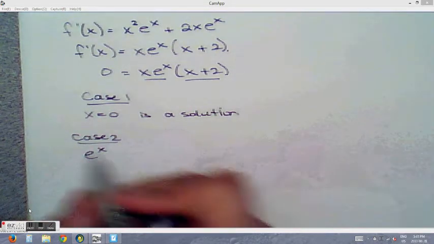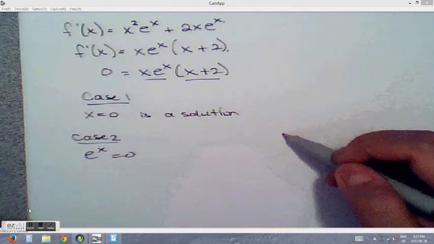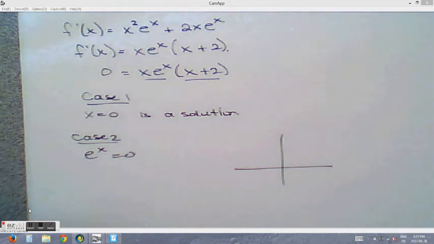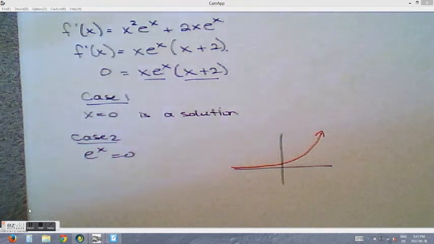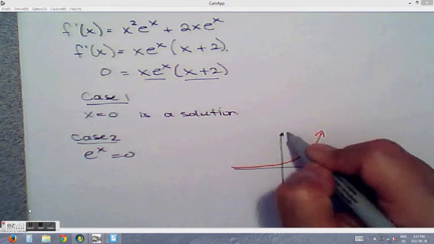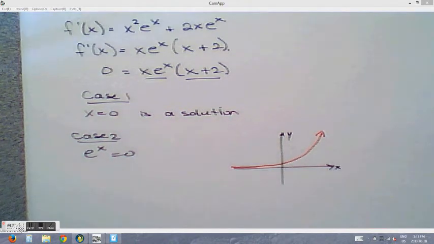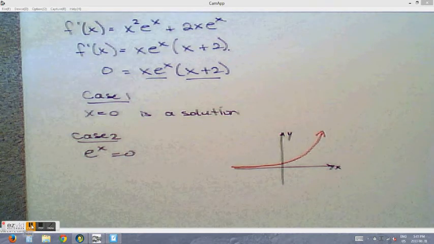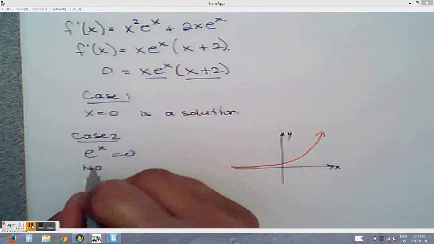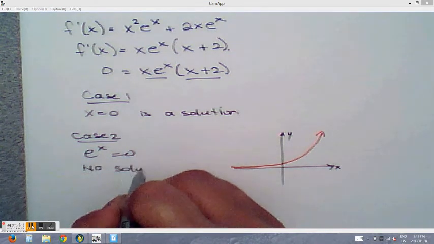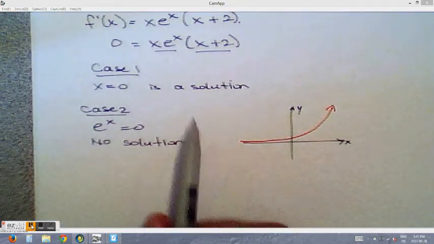So case 2, e to the x. With e to the x, will it ever be 0? Remember what the exponential looks like. It looks like this. So is there a value of x, this is y, this is x, in which y will be equal to 0? No, so there's no solution because 0 is not in the range. No solutions.